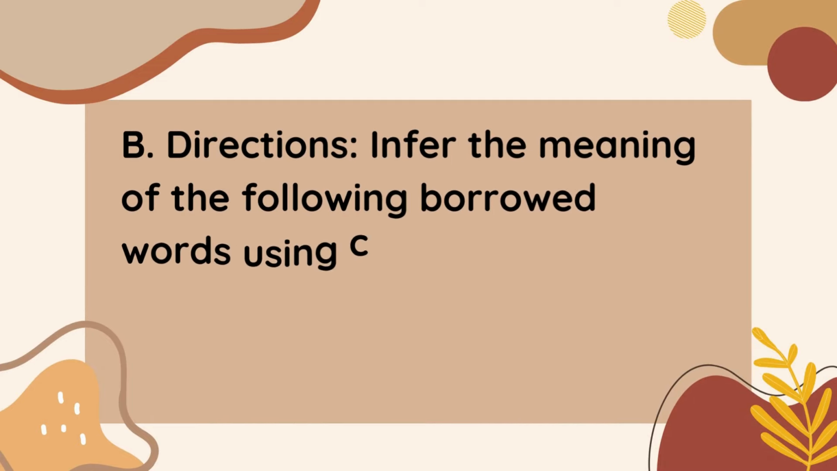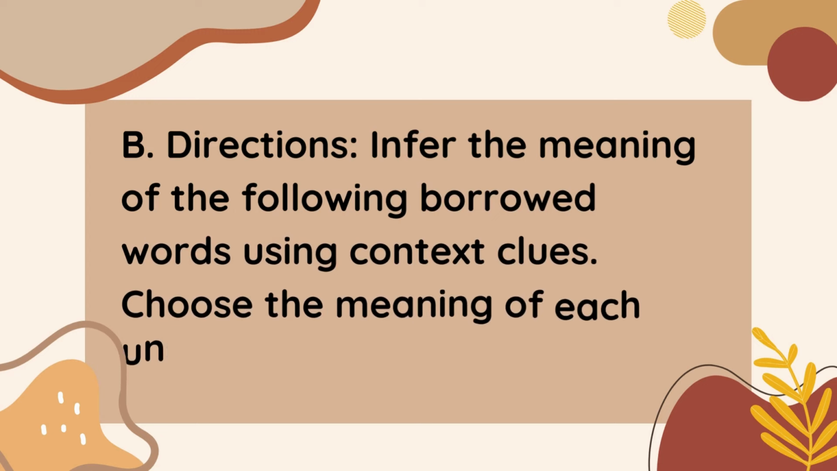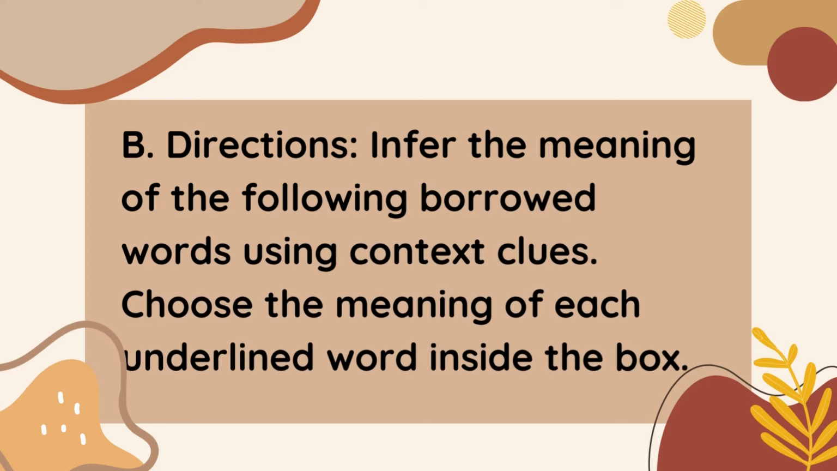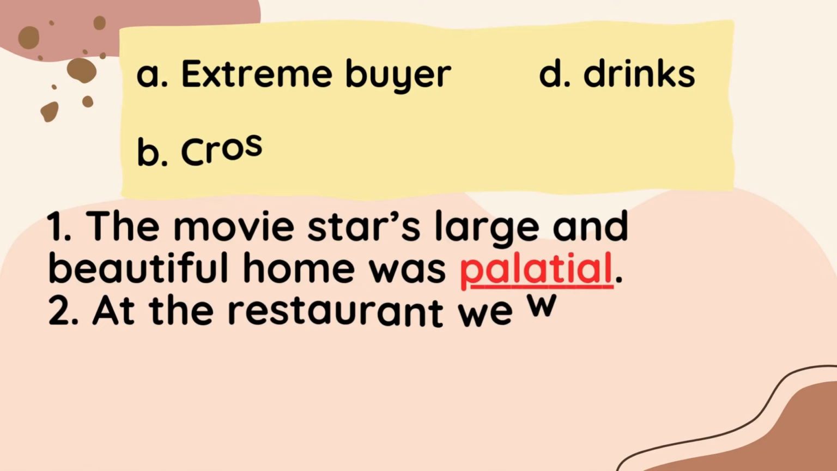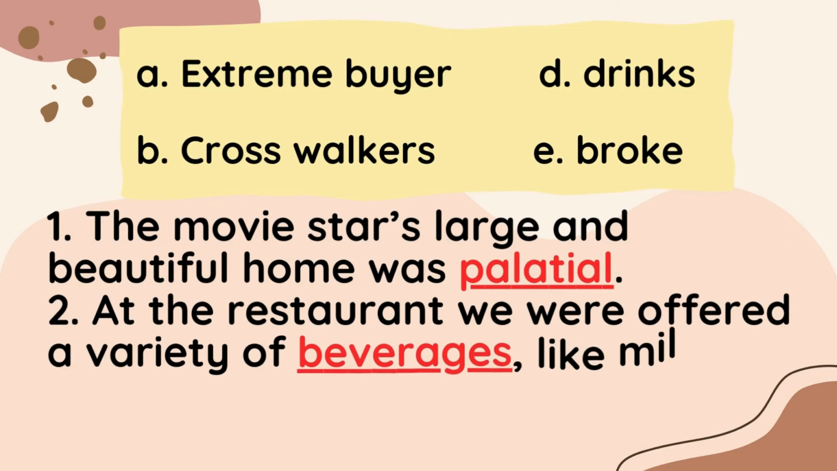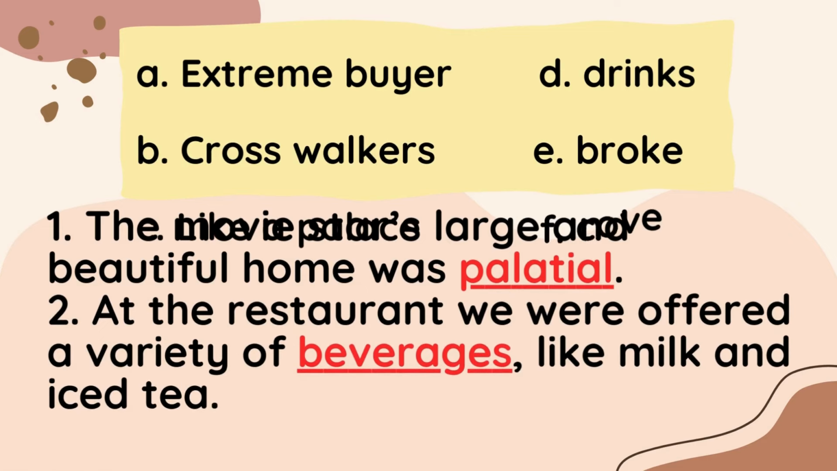Let's go to letter B, directions. Infer the meaning of the following borrowed words using context clues. Choose the meaning of each underlined word inside the box. The choices are letter A, extreme buyer, letter B, crosswalkers, C, like a palace, D, drinks, letter E, broke, and letter F, cover. Number 1, the movie star's large and beautiful home was palatial. Number 2, at the restaurant, we were offered a variety of beverages like milk and iced tea.